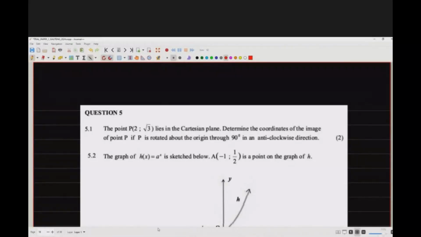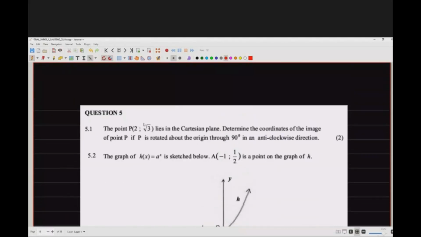For question 5, we're given, so 5.1, the point P (2, square root of 3) lies in the Cartesian plane. Determine the coordinates of the image of point P if P is rotated about 90 degrees in an anti-clockwise direction. So P here is rotated about the origin through 90 degrees in an anti-clockwise direction.